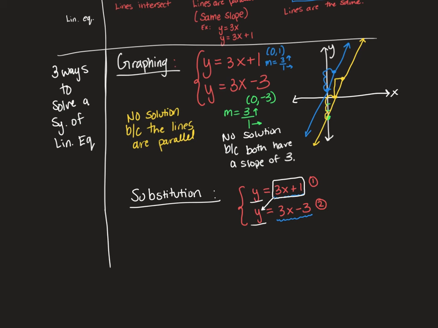We can just plug it in and make a two-step equation or a multi-step equation. So now when I substitute, I have 3x plus 1 equals 3x minus 3. I just plugged in 3x plus 1 into my y, into the second equation. Now I can solve. Let's subtract 1 from both sides.